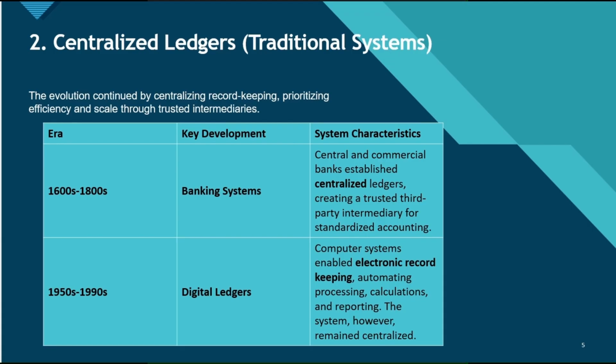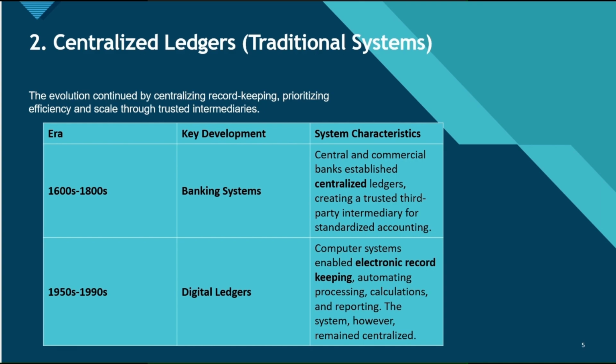This dramatically increased the speed, accuracy, and processing power of accounting. Significance: automation. Tasks like calculating balances, generating reports, and reconciling accounts became automated, leading to massive gains in efficiency and scale. Scalability. Businesses could manage billions of transactions far more easily than ever before.